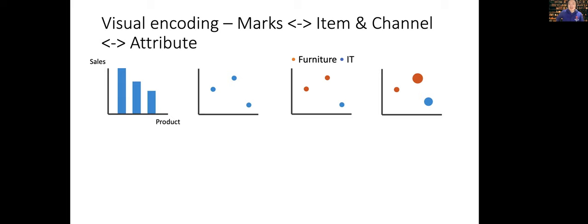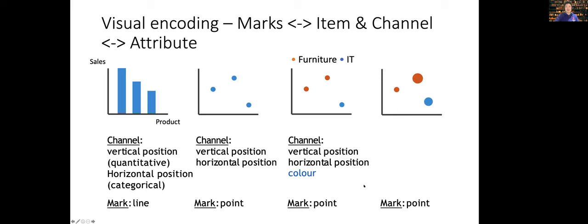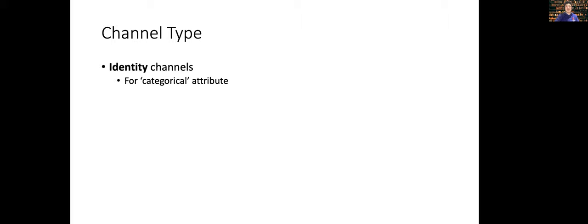Okay, let's go through this. This again can be a bit confusing, but it's important, and hopefully I can get it across relatively easily. We talk about the channel. If you remember, a channel is used to represent an attribute. So the channel can be the size, the color, the position, etc.